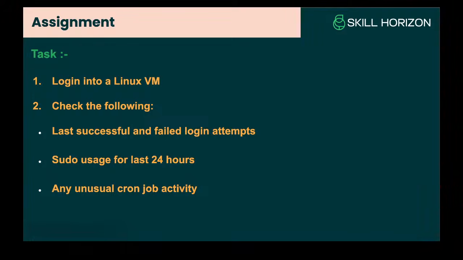First, you have to log in to your Linux environment or Linux virtual machine, so the login activity will be recorded. After that, you have to check out the failed login attempts. You can log in to your system with wrong passwords, so the failed login attempts will be recorded. Then you have to check the last sudo uses for the last 24 hours, or any unusual cron job activity. If you are familiar with crontab, maybe you can first create a cron job, and after that you can monitor it.